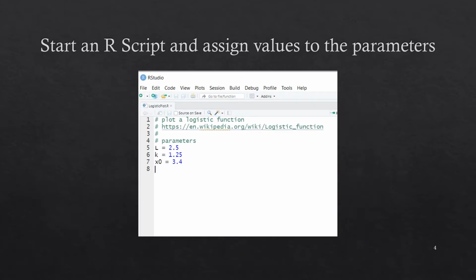Here we're showing the beginning of our R script, and we are assigning values to the parameters. So in lines 5, 6, and 7, we have L equals 2.5, K equals 1.25, and x0 equals 3.4. These are just numerical values assigned to the parameters for the sake of an example.